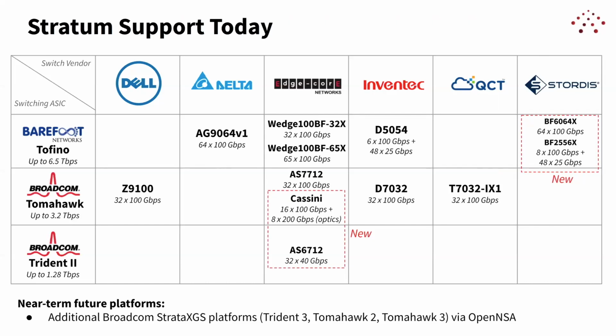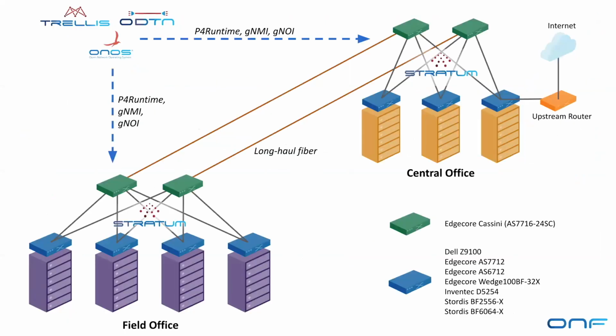Next, let's look at our demo topology. In the top right, we have a central office, which uses Edgecore CASSINIs as spines, and a variety of Stratum switches as leaves or top of racks as part of our central office data center.